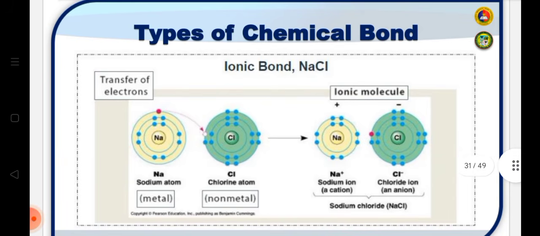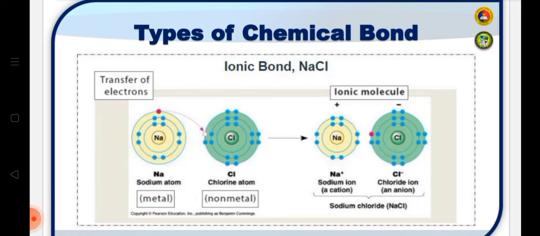Okay, then we have types of chemical bond: ionic bonding, covalent bonding, and polar covalent. In this ionic bond, in the case of NaCl, there is a transfer of electron, and ionic bonding occurs between a metal and a non-metal. So we have the sodium atom, this is our metal, and the chlorine atom, our non-metal. Sodium loses an electron, or one electron is transferred from sodium to chlorine. Chlorine gains one electron. So sodium now becomes a positive ion, or a sodium ion or cation. Then chlorine becomes a negative ion, or chloride ion.